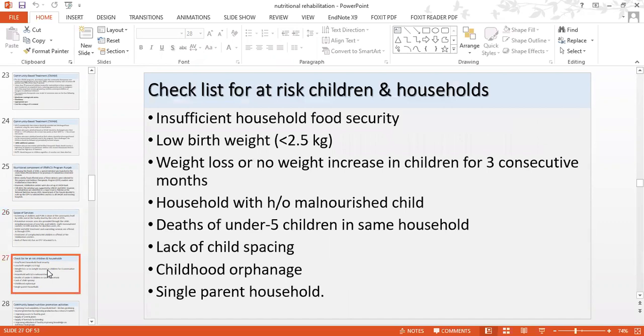Checklist: how you can assess the children who are at risk for developing malnutrition. These are insufficient household food security, low birth weight, weight loss or no weight increase in the children for 3 consecutive months, household with a history of malnourished children, death of under 5 children in the same household, lack of child spacing, childhood orphanage and single parent household. These are prone to develop malnutrition.